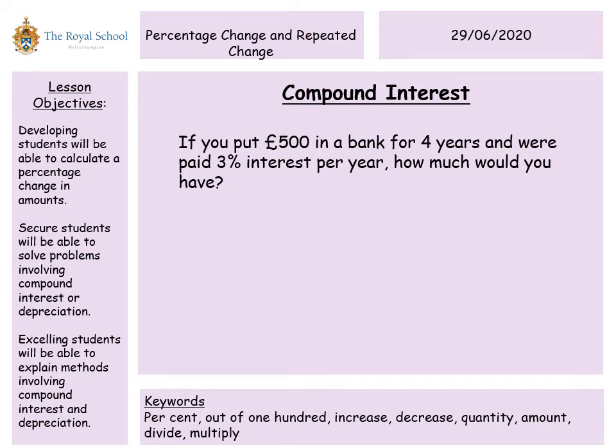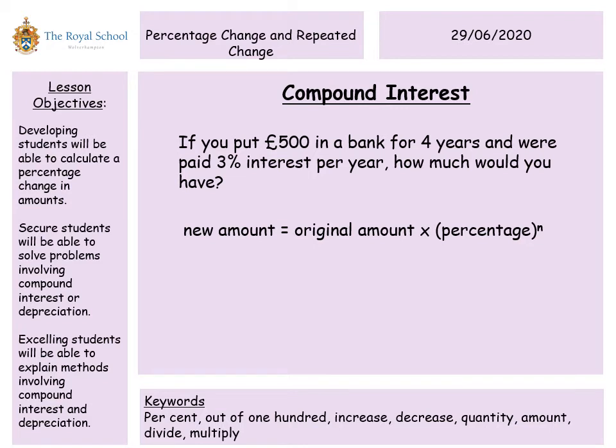We could then work out 3% of that and add that on, and then 3% of our next answer and add that on, and then finally for the 4th year, 3% of that and add that on. It's an incredibly long-winded process, so we really want to be using our formula here. So remember, the formula is our new amount equals the original amount times by the percentage, which has to be a multiplier, to the power of n.